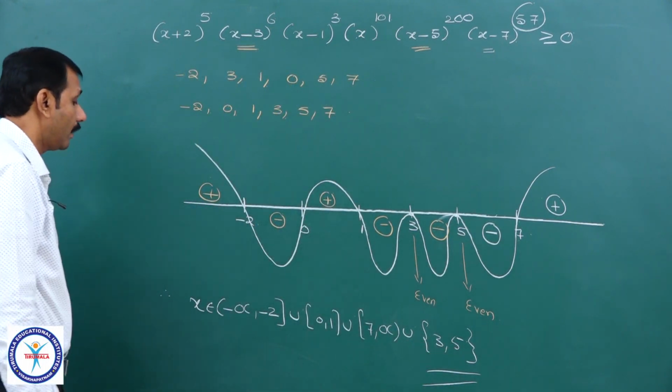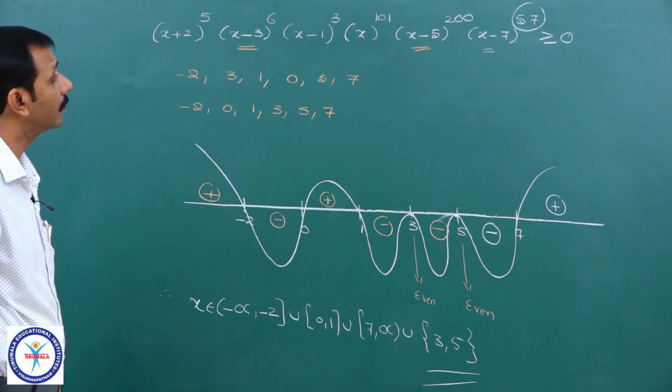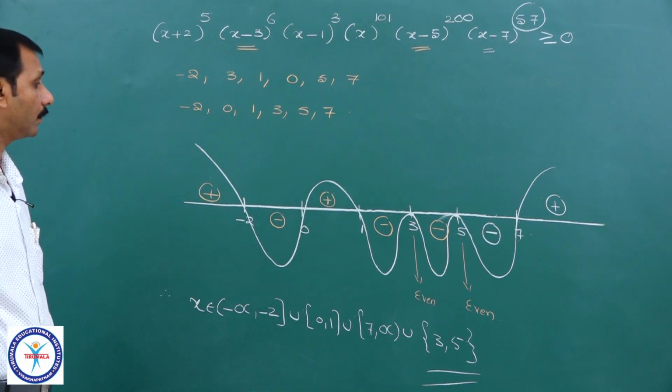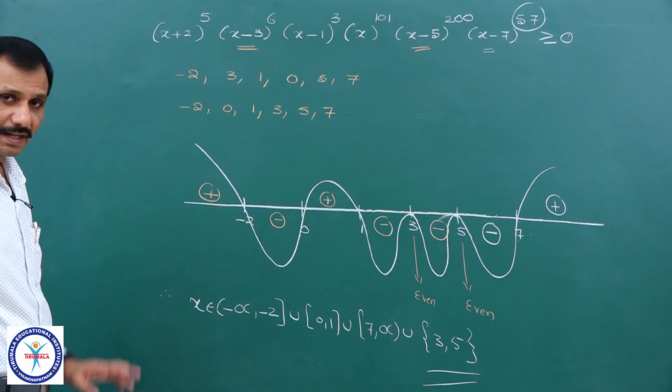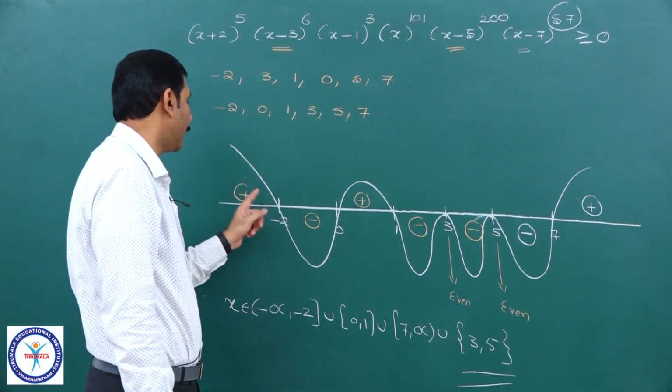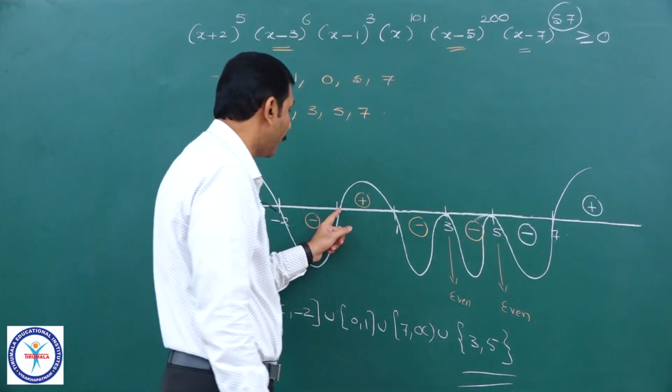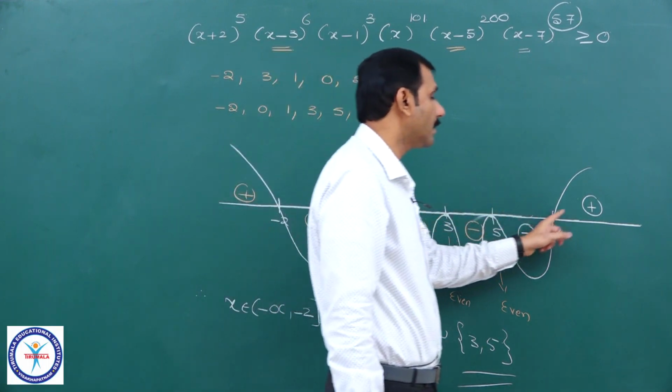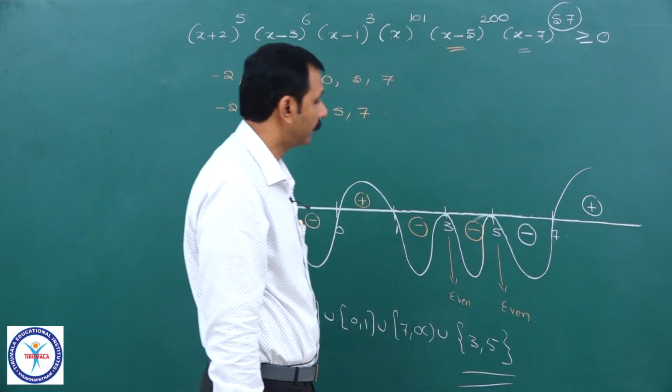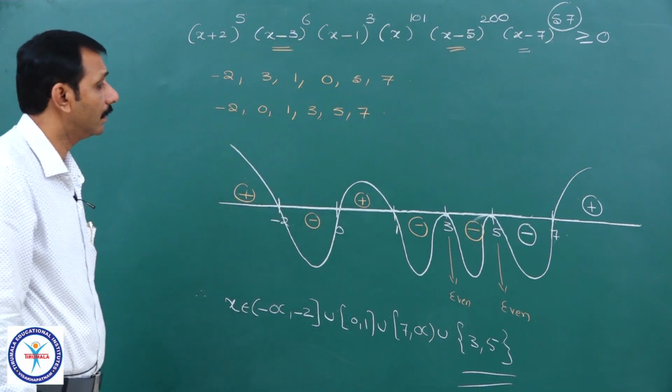Therefore, these are the values of x where it is greater than or equal to 0. For only greater than 0, I must have taken minus infinity to minus 2, union the open interval 0 comma 1, union 7 to infinity. Hope you understood this one.